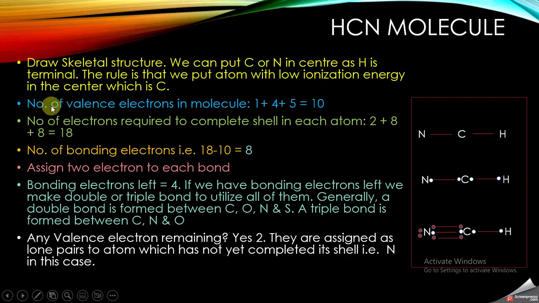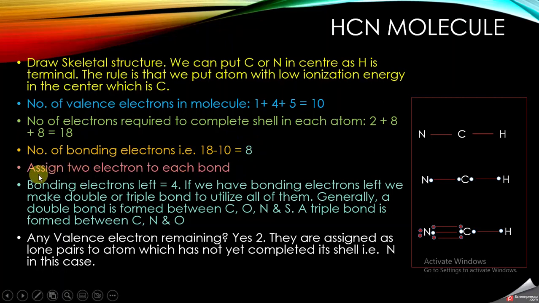The second step is to calculate the number of valence electrons in the molecule. Hydrogen has 1 valence electron, carbon has 4, nitrogen has 5. So 1 plus 4 plus 5 is equal to 10. Now calculate the number of electrons required to complete the shell in each atom. That is 2 for hydrogen, 8 for carbon and 8 for nitrogen, which is equal to 18. Now we calculate the number of bonding electrons, which, as I have already told you, is the difference, 18 minus 10. So you get 8. It means 8 electrons have to be assigned to bonds.